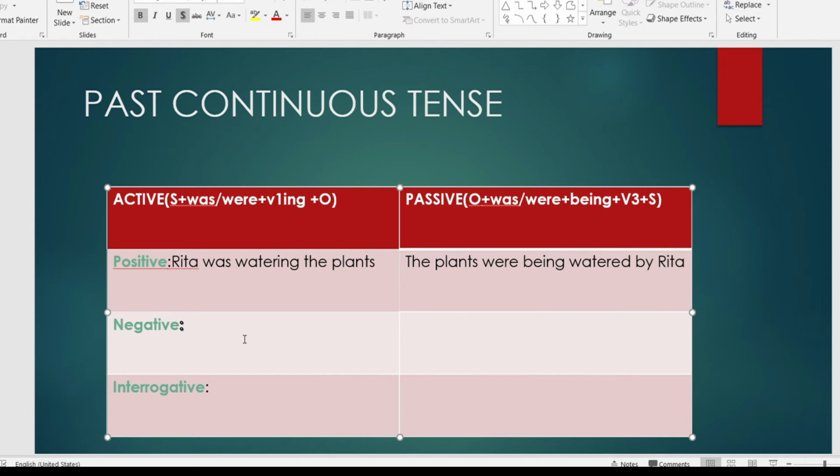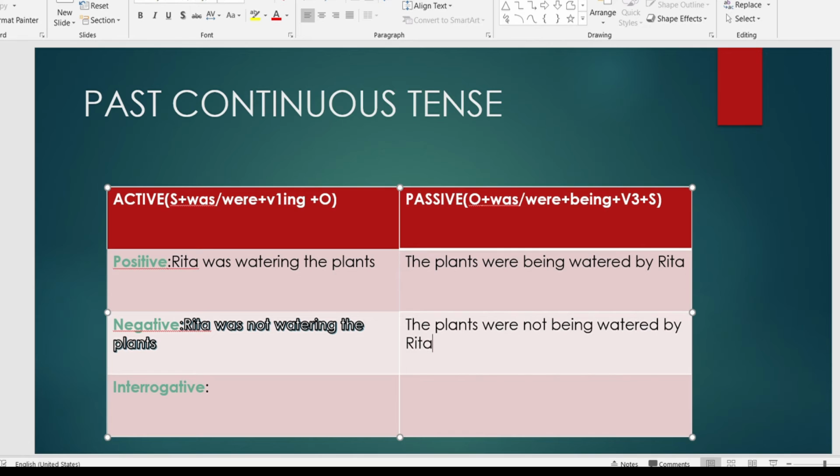Okay. Negative will be Rita was not watering the plants. रीता पौधों को पानी नहीं दे रही थी. So the plants were not being watered by Rita. Okay, कि पौधों को पानी नहीं दिया जा रहा था. Okay, make sure continuous means कि कुछ समय में वो चल रहा था. Past means past के टाइम चल रहा था. अब के टाइम चल रहा है तो present continuous, चल रहा था तो past continuous. And the ing with the use of first form of verb shows that something is continuing.